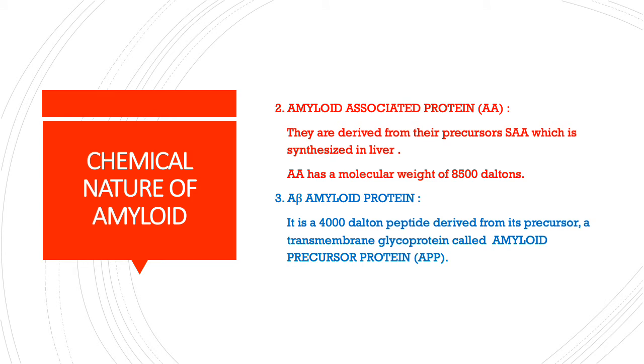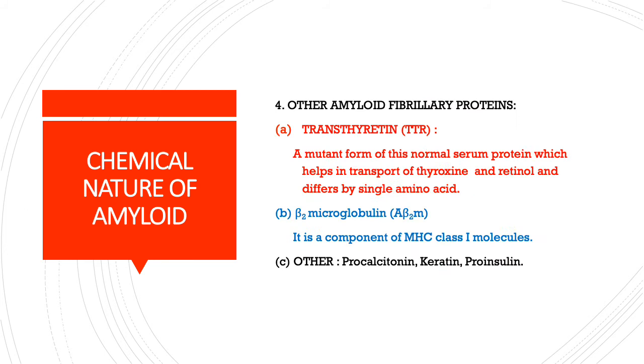The second most important amyloid protein is amyloid associated protein. These are derived from the precursor protein called serum amyloid associated protein, which is synthesized in the liver. Amyloid associated protein has a molecular weight of 8,500 daltons. Then there is one more important amyloid protein, that is A beta amyloid protein, which is a 4,000 dalton peptide derived from its precursor, a transmembrane glycoprotein called amyloid precursor protein.